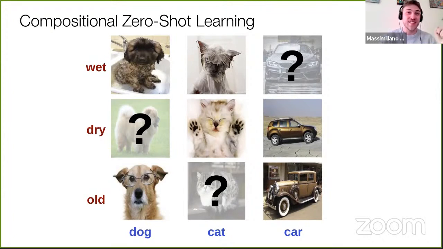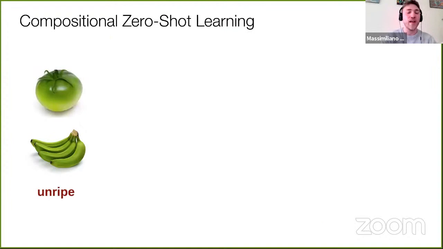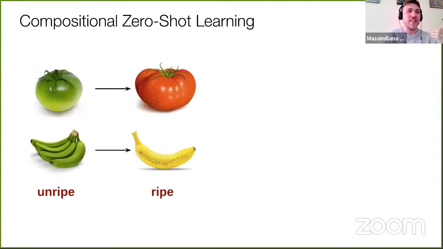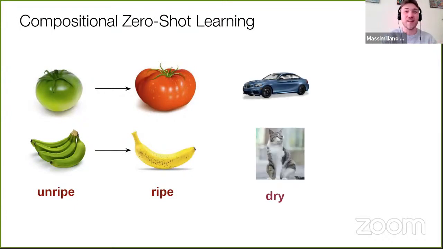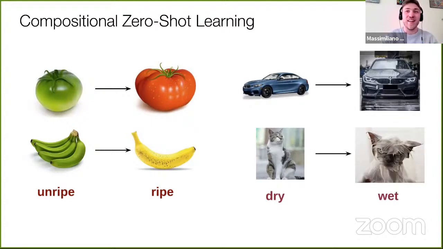So this task is pretty challenging because the way states modify an object is not trivial. If you take a tomato and a banana and they are unripe, when they become ripe, the way they become ripe is pretty different. And similarly, if you take the state dry and you apply it to a car or a cat, and then you go with a wet cat and a wet car, the outcome is completely different. I mean, the car is not furry, so it cannot look like a cat in this sense.